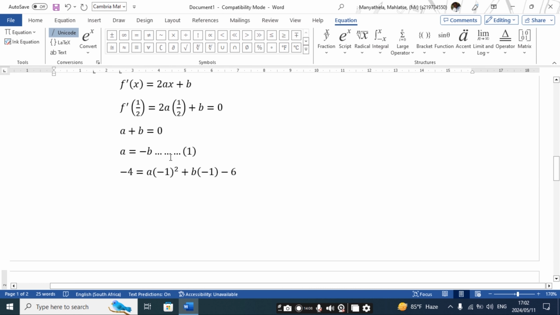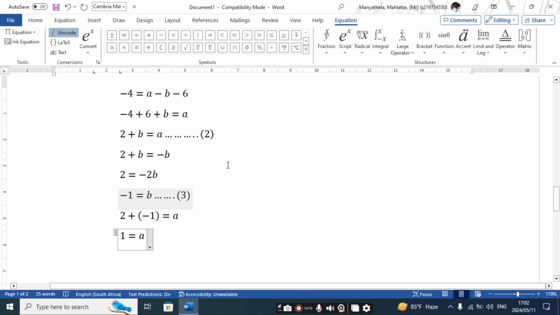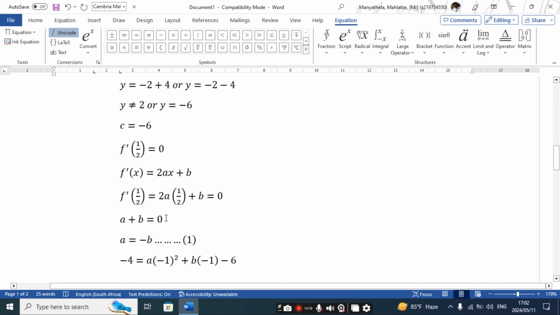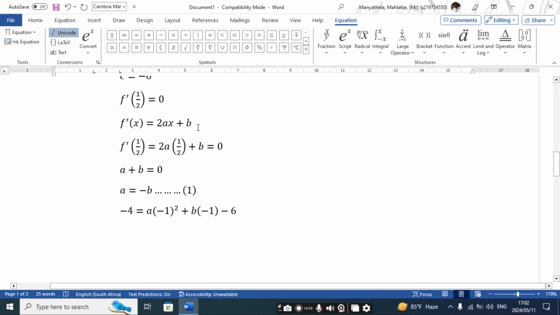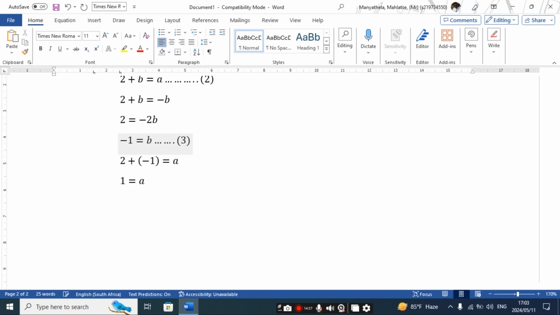Or you can substitute it in the first equation, where you say a equals minus b, and you are going to have minus into -1, because b is -1. So this will be minus and minus, and then it will give us positive. So a will be equal to +1.